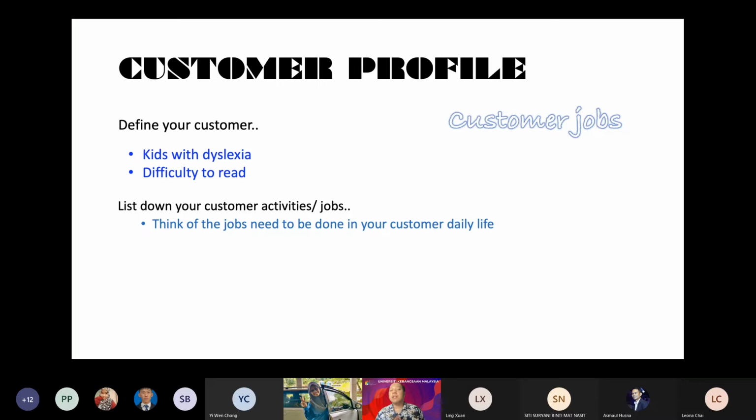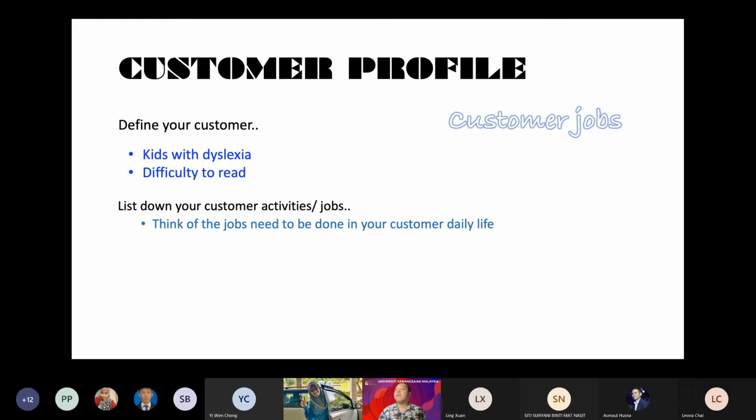So how did he define his customer? He is targeting kids with dyslexia, meaning kids who have difficulty reading. And not only dyslexia, but also any other condition like ADHD, or perhaps low visual acuity, meaning they cannot really concentrate and focus on text. So anyone who has difficulty reading can benefit from this solution.